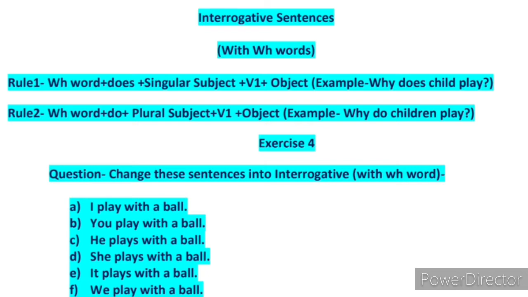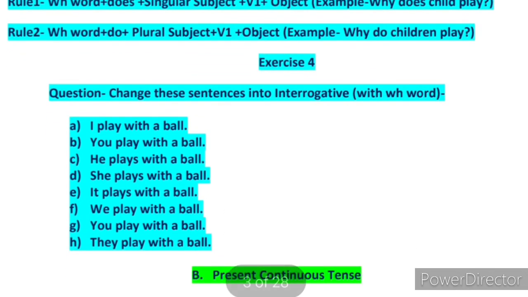For example, why does child play? Next, rule 2, WH word plus do plus plural subject plus v1 plus object. For example, why do children play? Now here some exercises are there. So first is I play with the ball. So the answer will be why do I play with the ball? Next, you play with the ball. Then where do you play with the ball? Next, he plays with the ball. So when does he play with the ball? She plays with the ball. Where does she play with the ball?